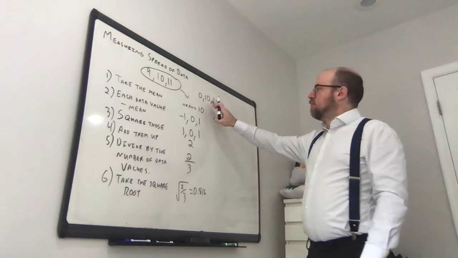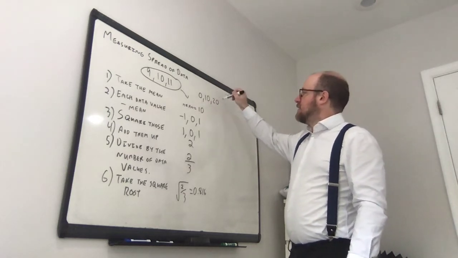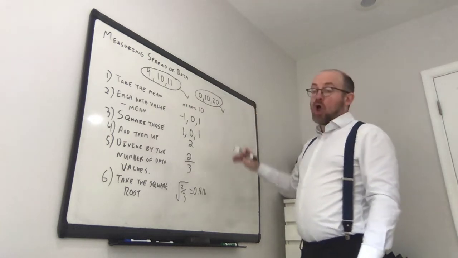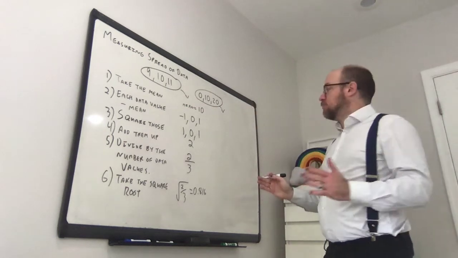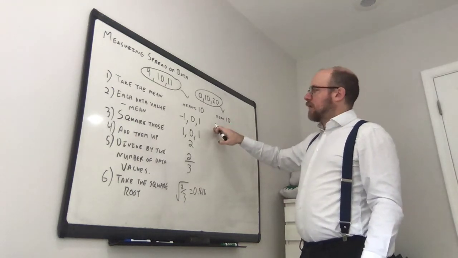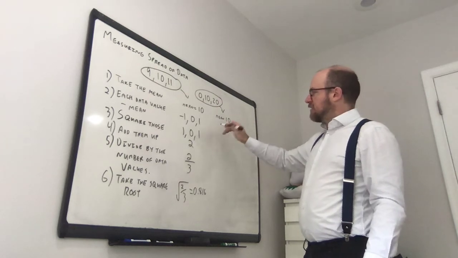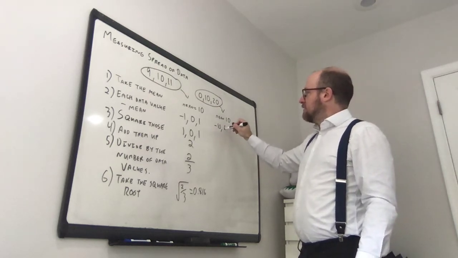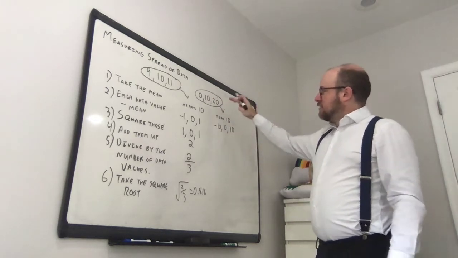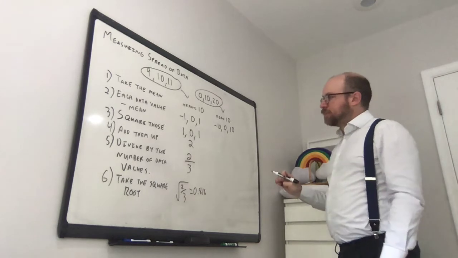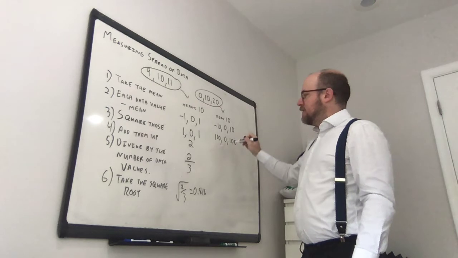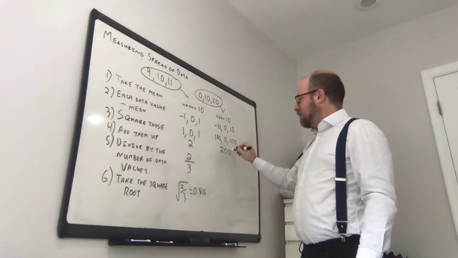What we're going to see is that if we do the same thing with this data set over here, we're going to get a larger standard deviation because the values are more spread out. So here the mean is still 10. When we subtract each data value minus the mean, we get negative 10, 0, 10. 0 minus 10, 10 minus 10, 20 minus 10. Okay? Square those, you get 100, 0, 100. Add them up, you get 200.